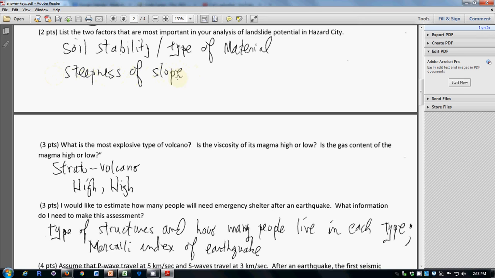Those two put together created a 2 by 2 matrix, in which each box had a different suitability for landslide potential. Many of you wrote down the suitability as one of the factors of landslide analysis. That's actually the answer. The two factors that are considered to get to that answer are these two.